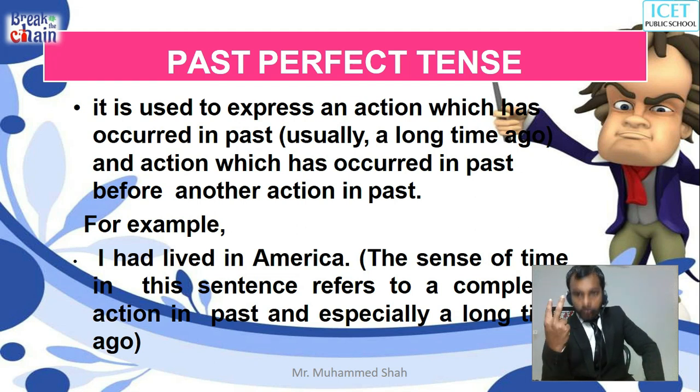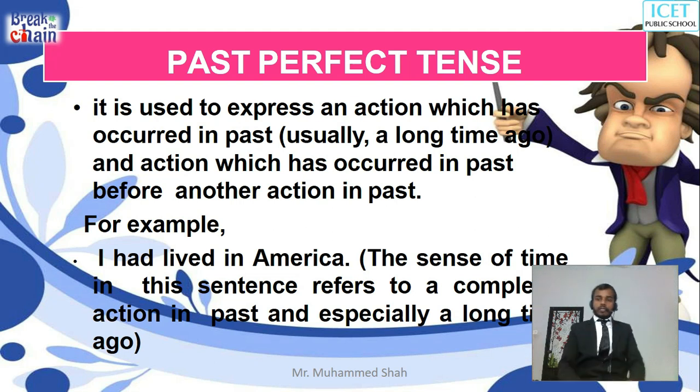For example, the bell rang. One action. Another one: I went to class. Two things happened. The bell rang and I went to class. Both are past. So in this case, two things happened in the past, and in order to express what happened first, that thing we will express in past perfect tense.